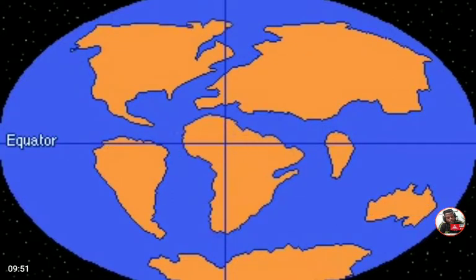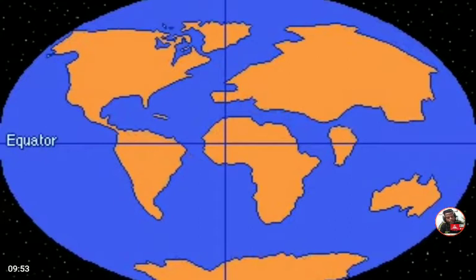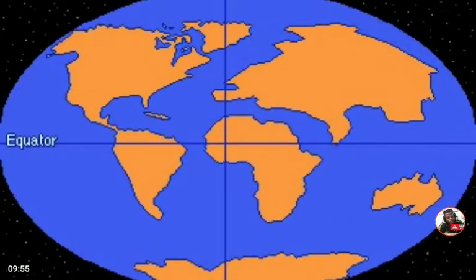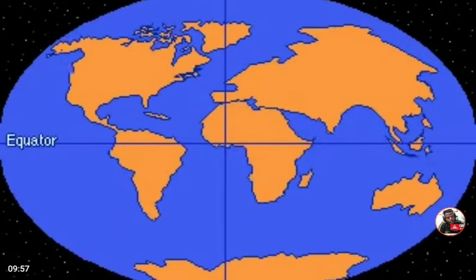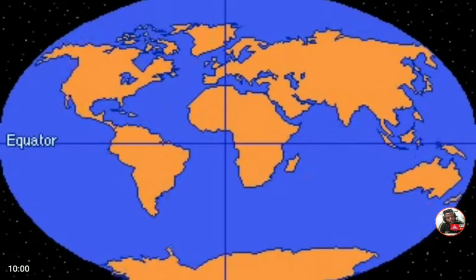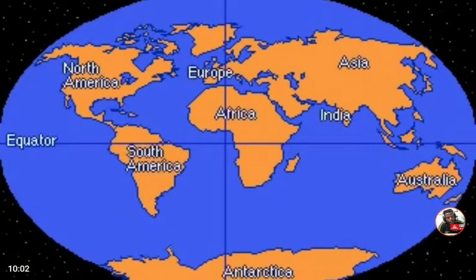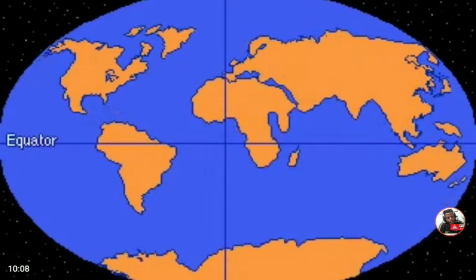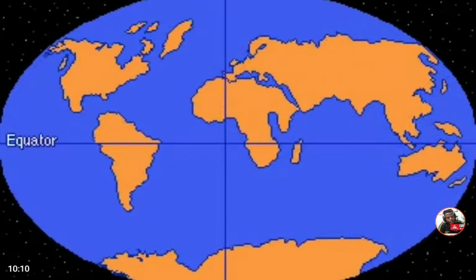The movement of the continents to their present positions took place over millions of years. Earth scientists believe the continents will continue to drift and change their shape. It is possible that 50 million years from now, the Earth's continents will look like this.